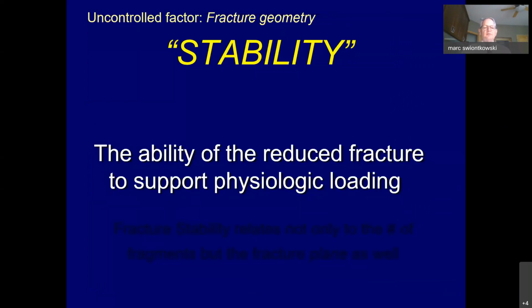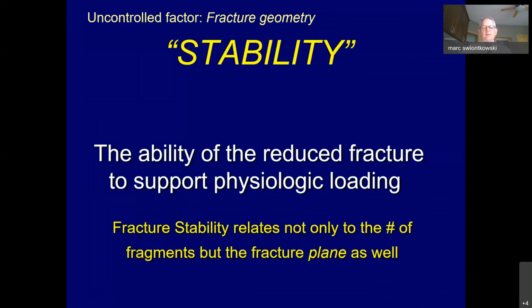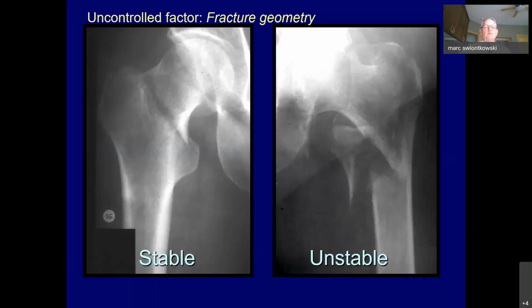So what is the concept of stability? It's basically the ability of the reduced fracture to support physiologic loading. And it not only relates to the number of fragments, but the fracture orientation as well. The more vertical the main fracture plane orientation, the more unstable the fracture. So here's a couple of examples. The one on the left is a very stable base of the neck, A1 fracture pattern, and the one on the right is an A2.3, which is clearly unstable.